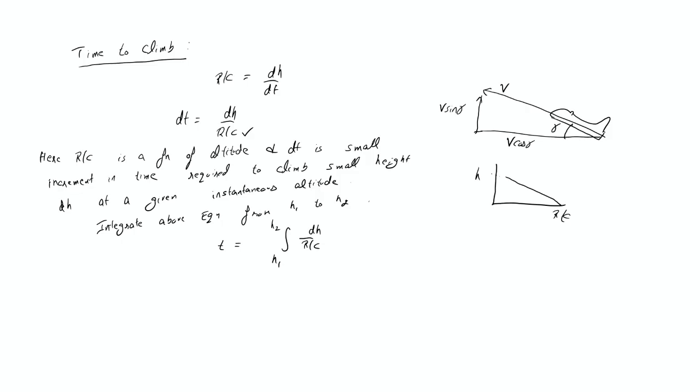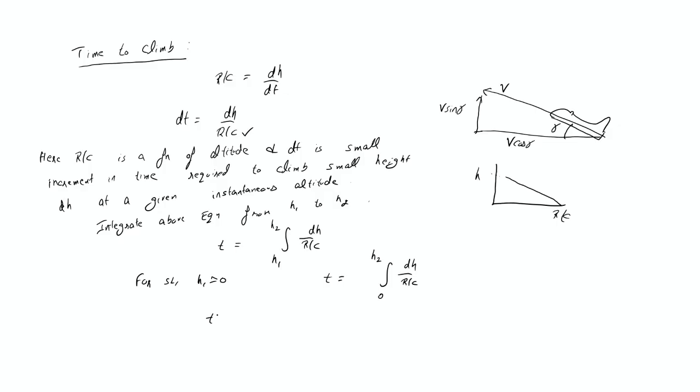Alright. So, generally we consider from sea level. So, for sea level, you can write h1 approximately equals 0, and this equation further reduces to t equals the integral from 0 to h2 of dh upon R by C. Now, if we use the maximum rate of climb at each altitude, then t becomes the minimum time to climb to the altitude h2.